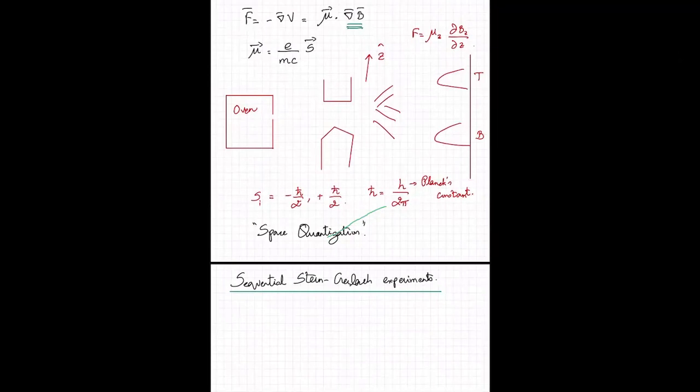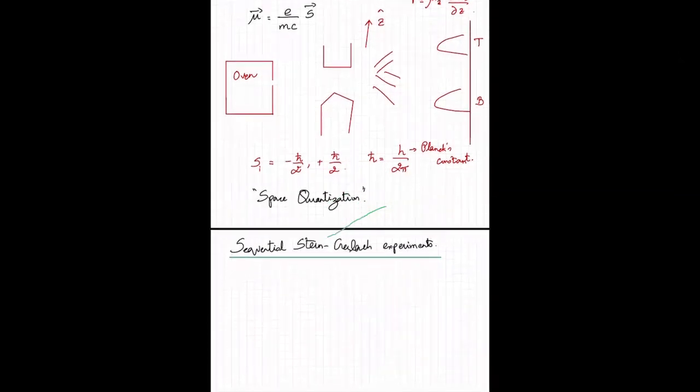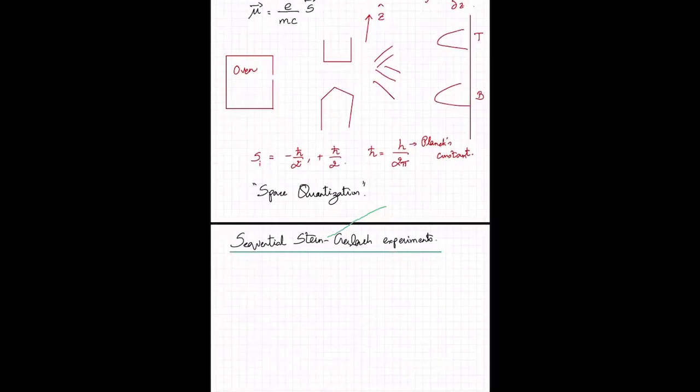If I place them along the X direction, there will again be two clumps corresponding to Sx equal to ħ/2 and Sx equal to minus ħ/2. Similarly, if I do it along the Y direction, I'm going to get two clumps corresponding to spin values minus ħ/2 and plus ħ/2. So all three components of spin can only take two values, plus ħ/2 and minus ħ/2.